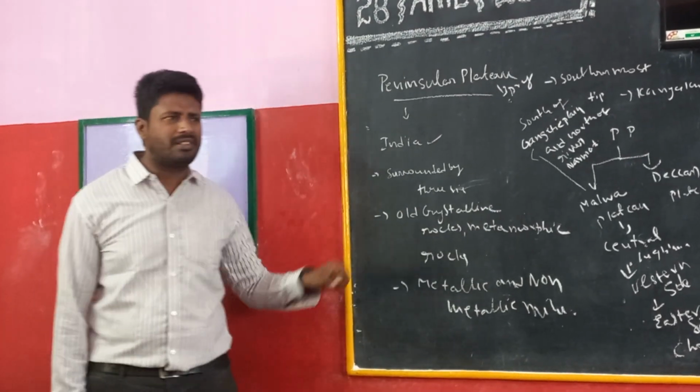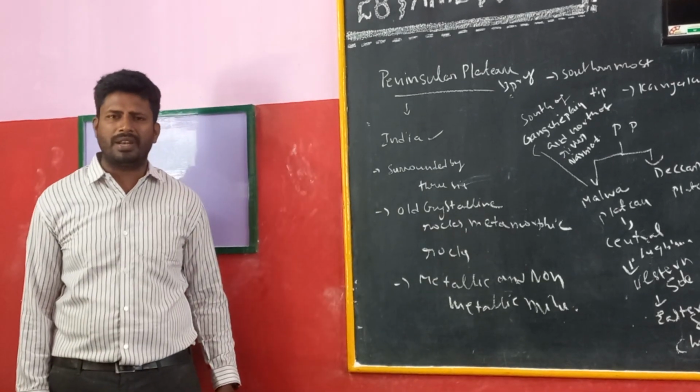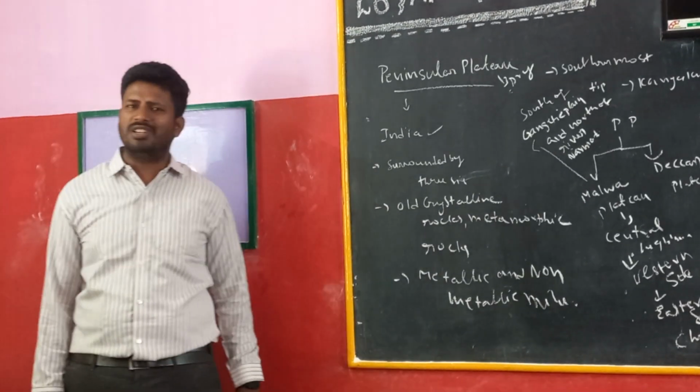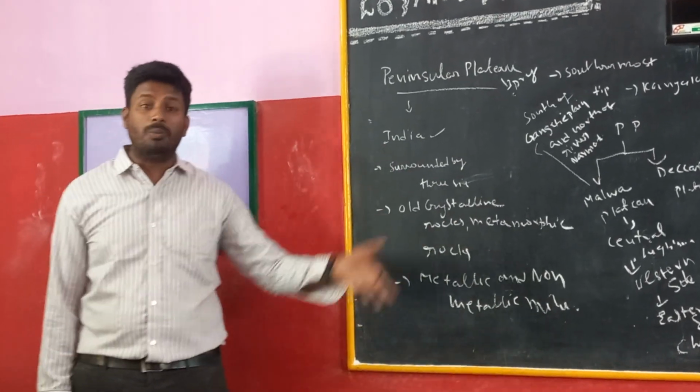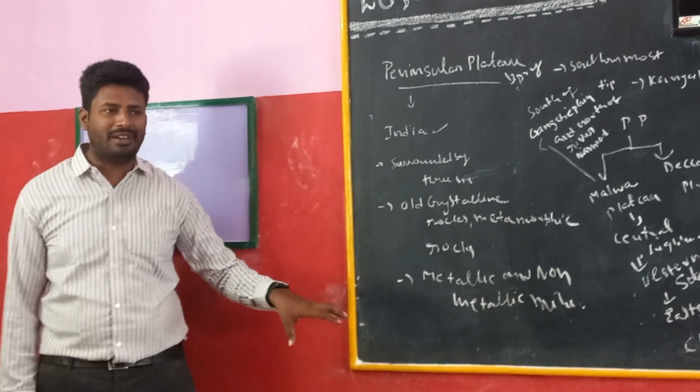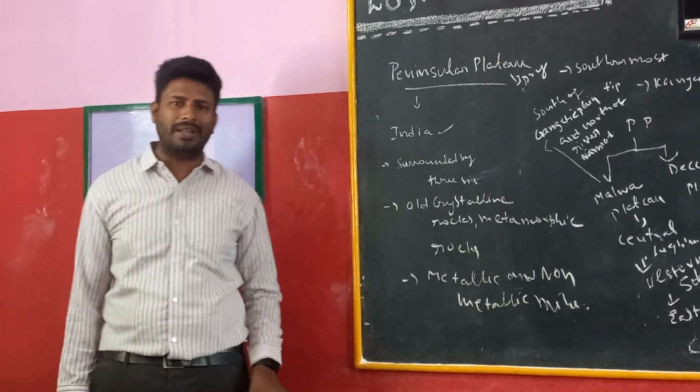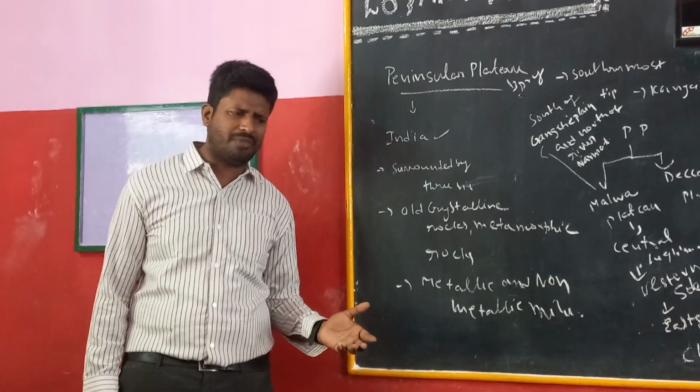Coming to the peninsular plateau, here we cannot see any perennial rivers. Irrigation is possible in the indo-gangetic plain, but irrigation is not easily possible in the peninsular plateau. More agricultural practices can be done in the indo-gangetic plain. Yes, there are some differences.